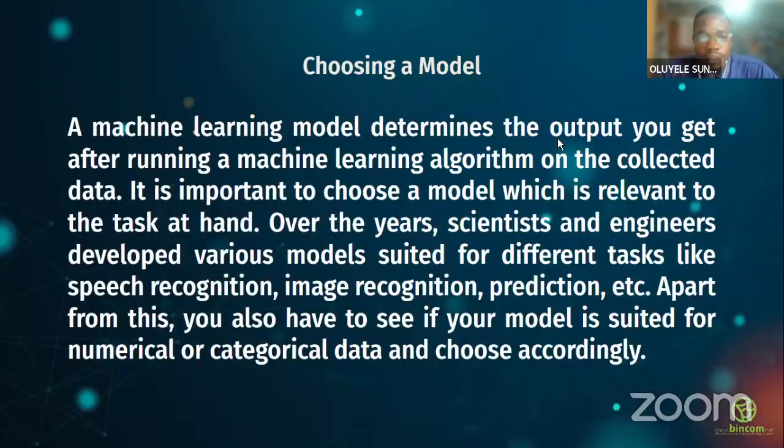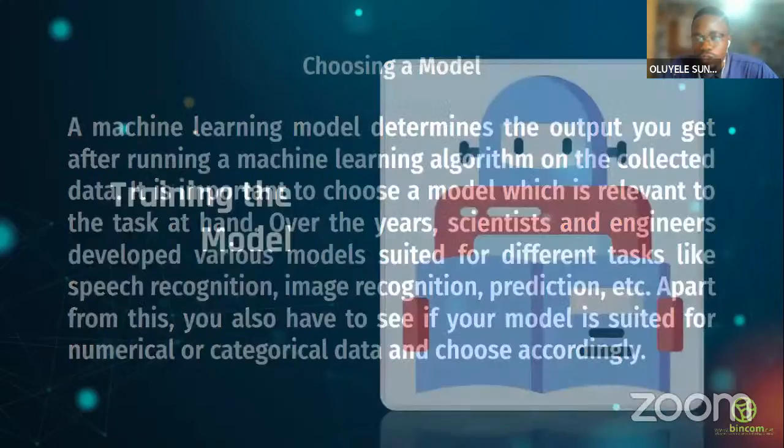A machine learning model determines the output you get after running a machine learning algorithm on the collected data. It is important to choose a model which is relevant to the task at hand. So you cannot expect to use the same model you use for predicting price for image recognition. It won't work. So we need to know the kind of model that is suitable for the kind of problem we are trying to solve.